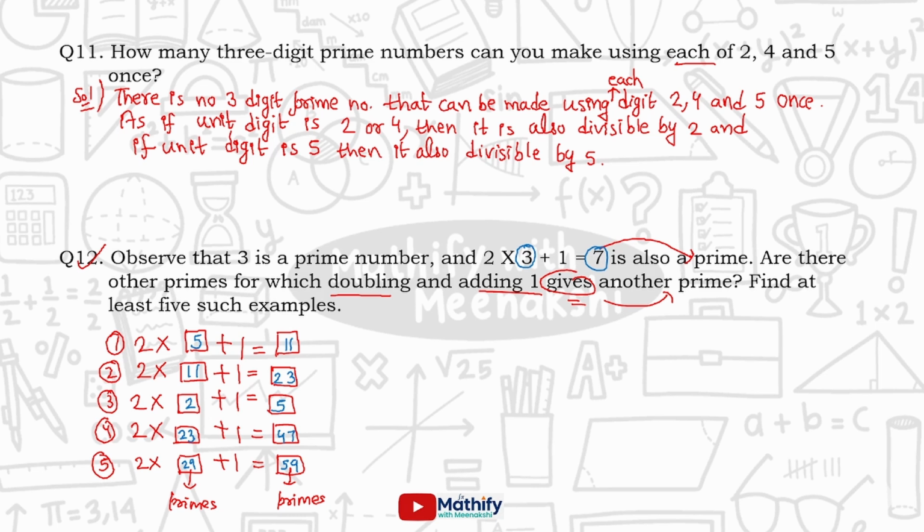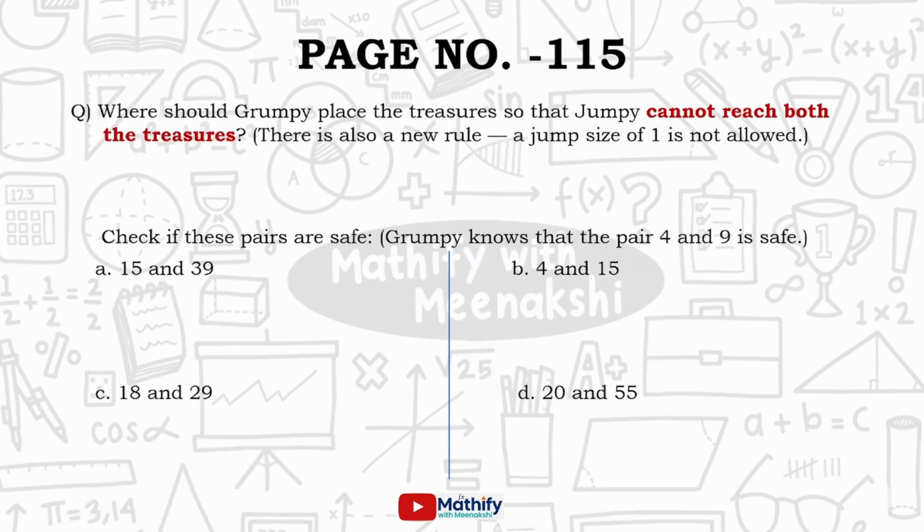Now let's move to page number 115. That's not a figure it out. It's a normal question that's given on page number 115. Question number 1. Where should Grumpy place the treasure so that Jumpy cannot reach both the treasures? You know that Jumpy can reach both the treasures when he finds a common factor of both the treasures. But this time they are saying, where should Grumpy place the treasure so that Jumpy cannot reach both the treasures. So you should know what Grumpy can do.